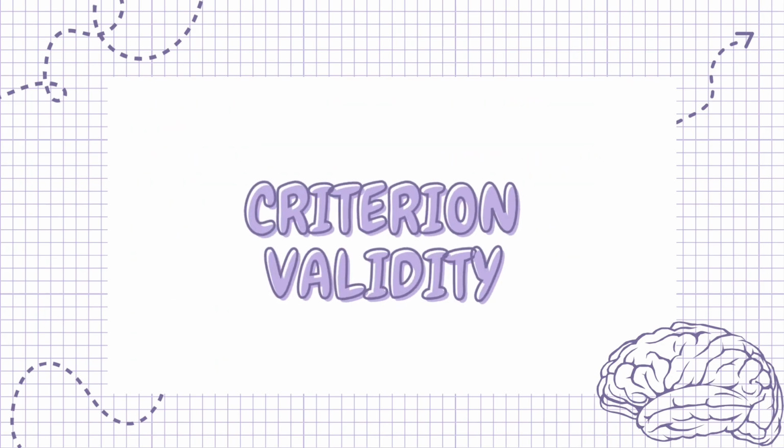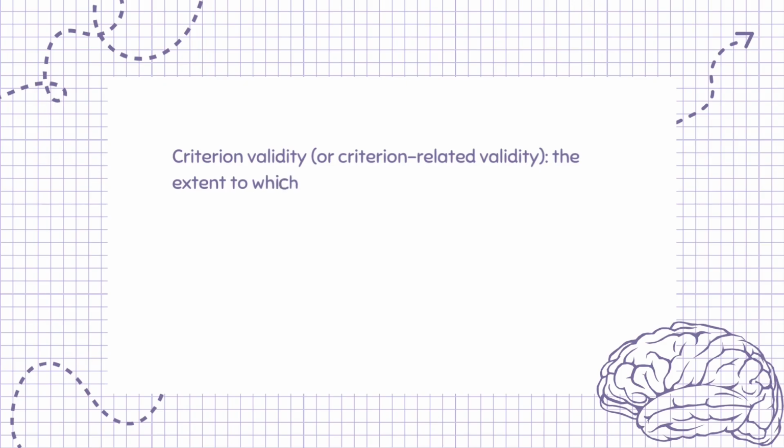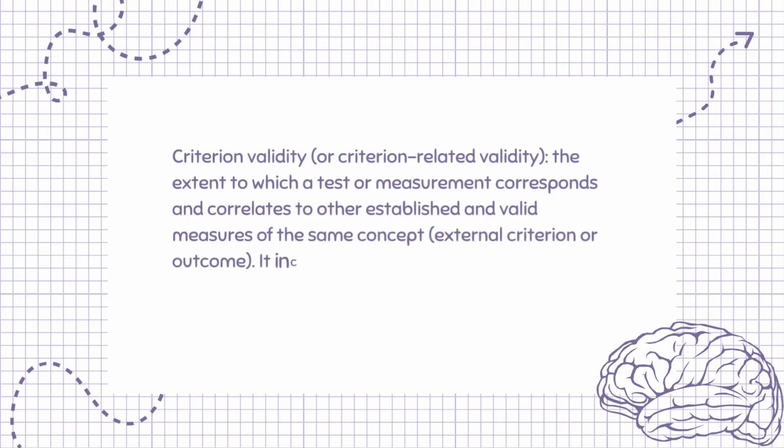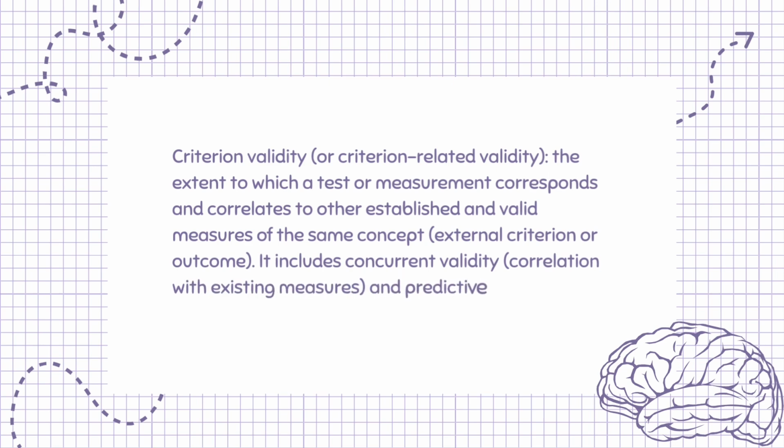Criterion validity, or criterion-related validity, is the extent to which a test or measurement corresponds and correlates to other established and valid measures of the same concept, an external criterion or outcome. It includes concurrent validity, correlation with existing measures, and predictive validity, predicting future outcomes.